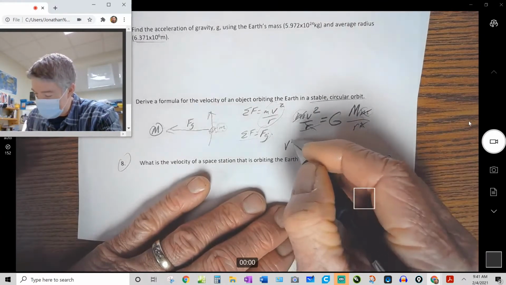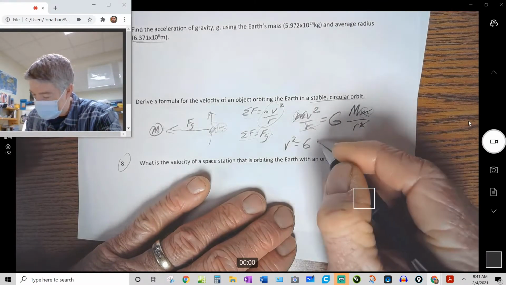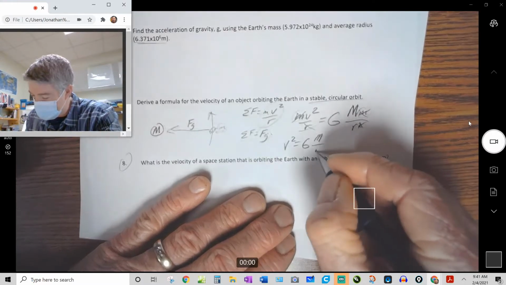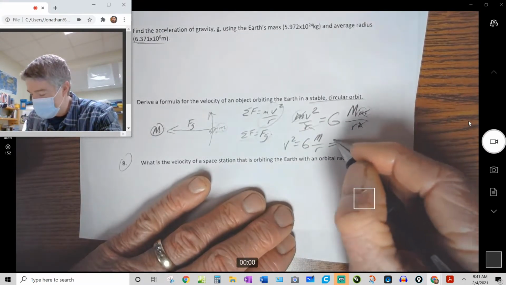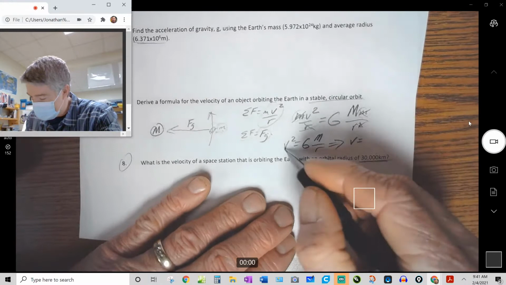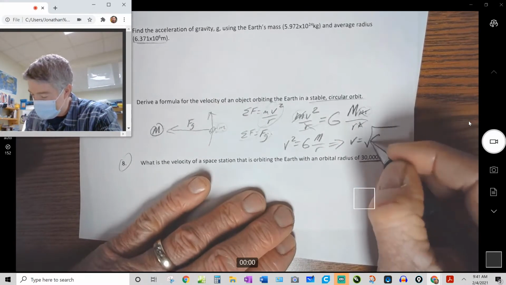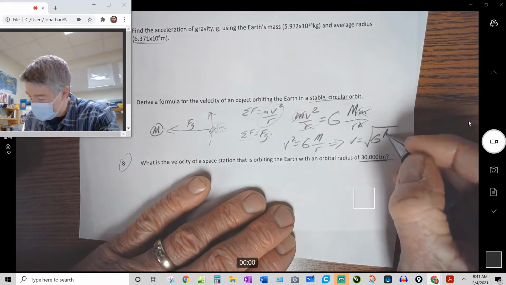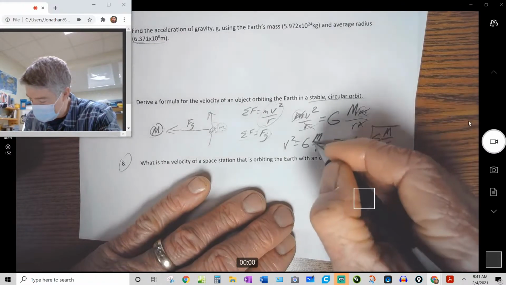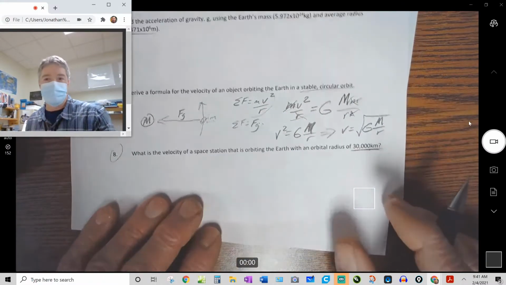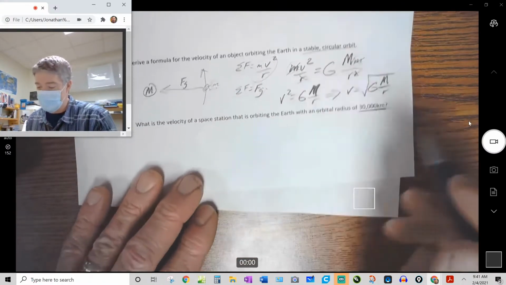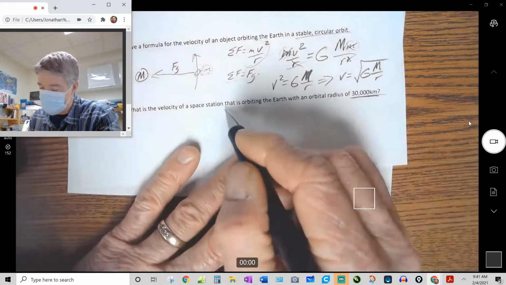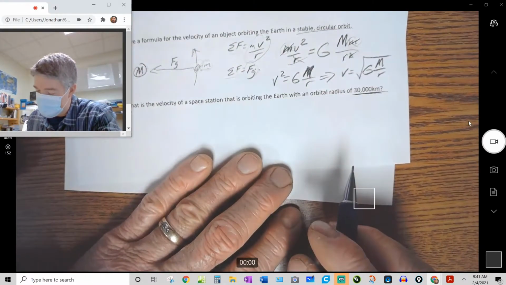So I have v squared equals big G, big M over r, and if I want v, I just take the square root of both sides. I get the square root of big G, big M over r. Alright, so that's the one I want to use in this situation down here.